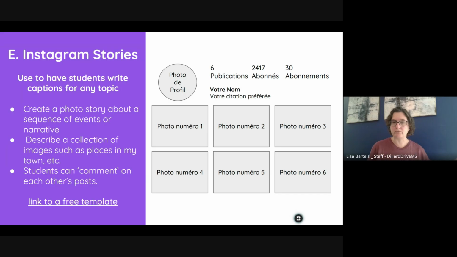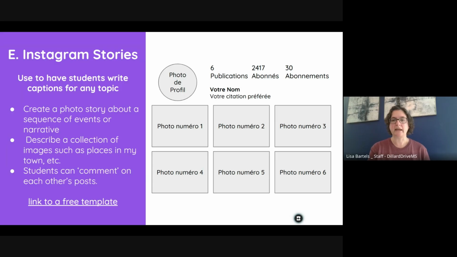So if you've read a short story, for example, they can create the Instagram page of one of the characters in the story showing the sequence of events. They could also describe a collection of images like places in my town, or like here's shots of my school. Here are my friends, and I'm giving you a description of each one.